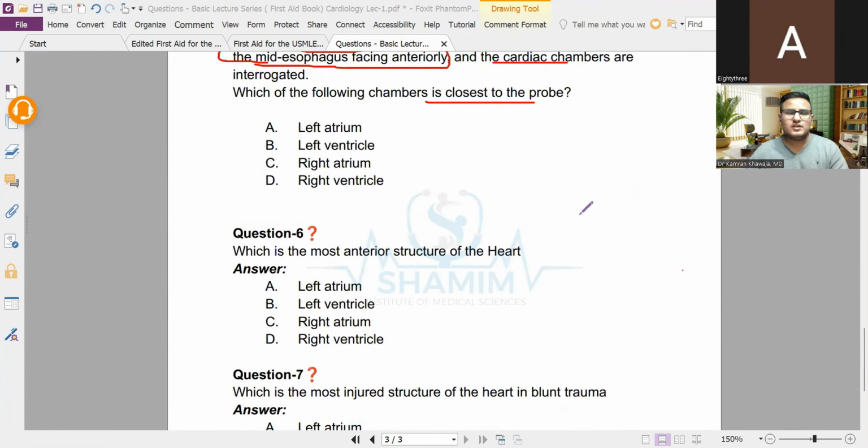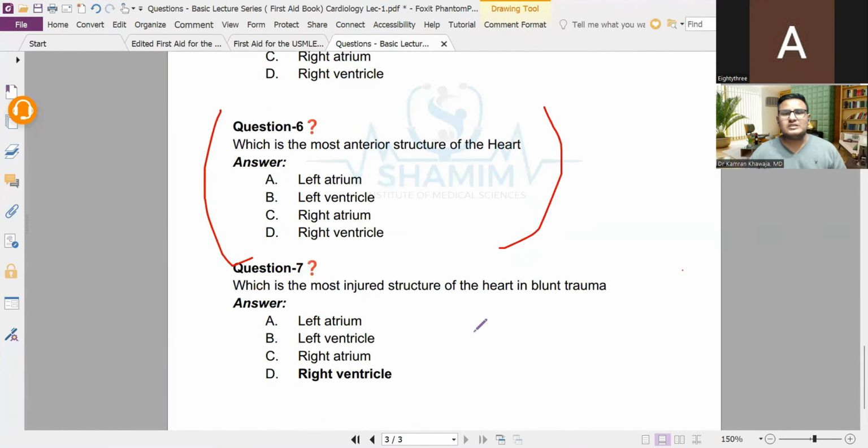Question number 6. Which is the most anterior structure of the heart? It is so simple. I have already told you. Yes, it's right ventricle. Most anterior structure, a very, very important MCQ for FCPS, MDCAT, NLE, USMLE. But in USMLE, it's not so simple; it will give you a picture. In MDCAT, it will give you a simple question like this. Which is the most injured structure of the heart in blunt trauma? Okay, it's right ventricle. Thank you.